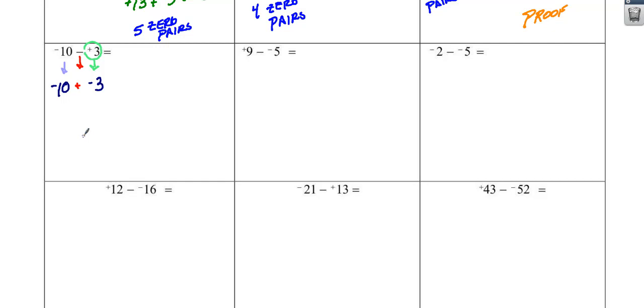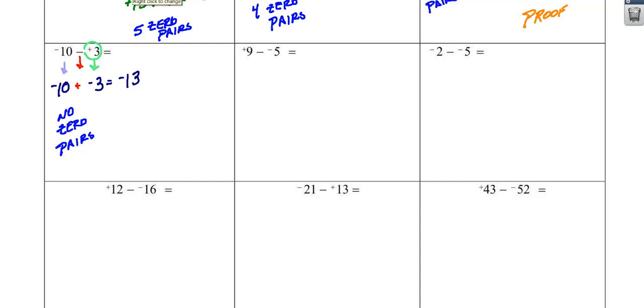It's -3. Well, here's another one that I'm going to have all negatives now. No 0 pairs. Let me jot that down. There are no 0 pairs in this problem. Everything is a negative, which means with no 0 pairs, I just add those together and I get -13.